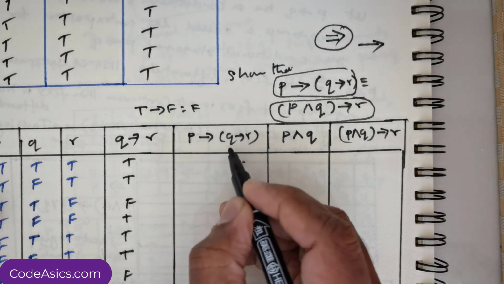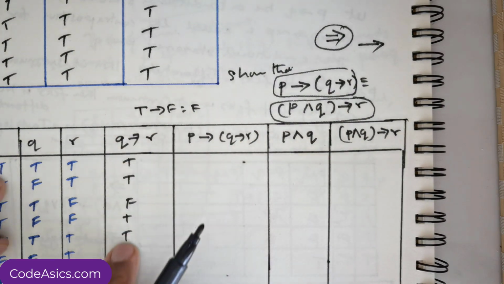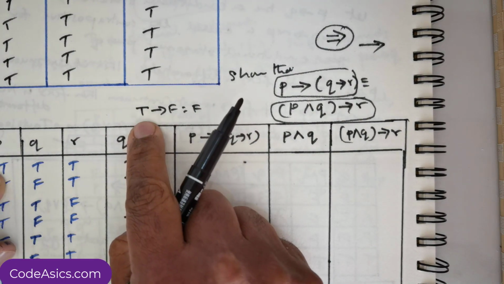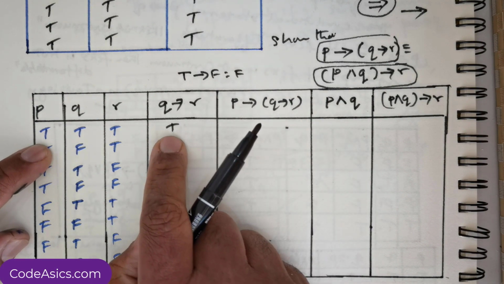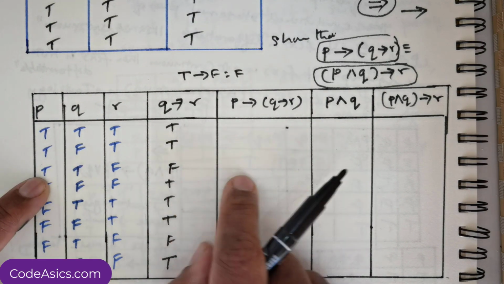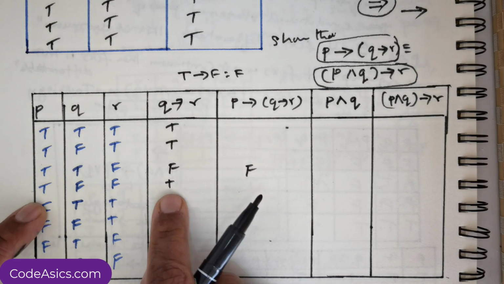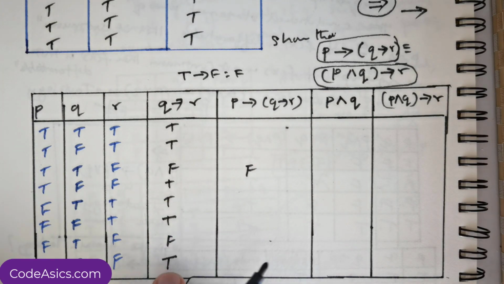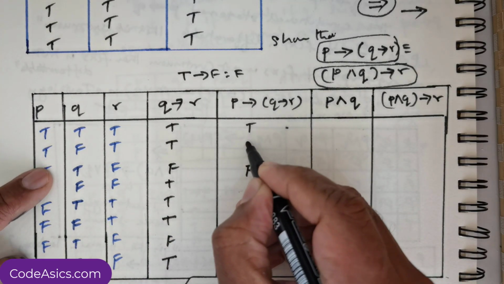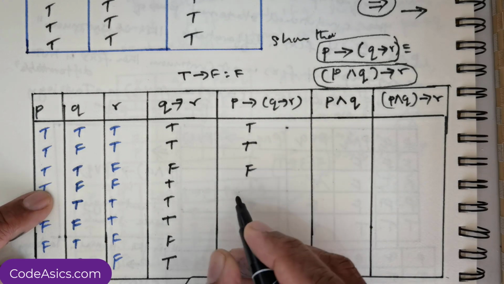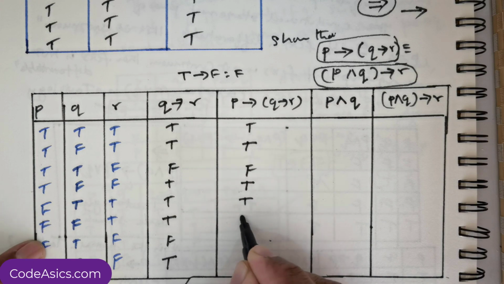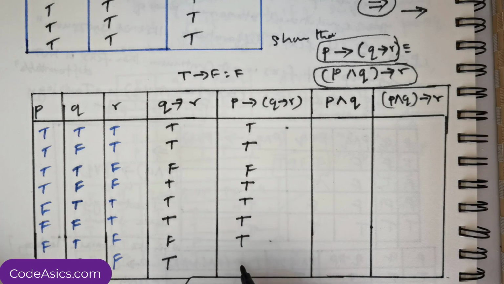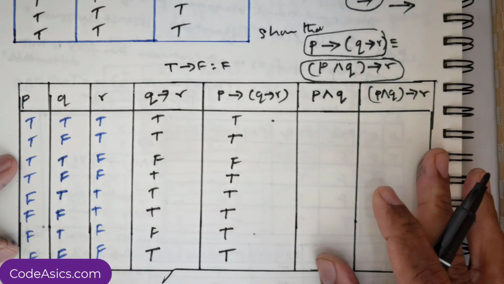Now P conditional of Q conditional R. So this is obtained, and I have to look for this key. T going to F is F. So T going to F is F. The rest of them are T, T, and then T, T, T, T, and T, right?